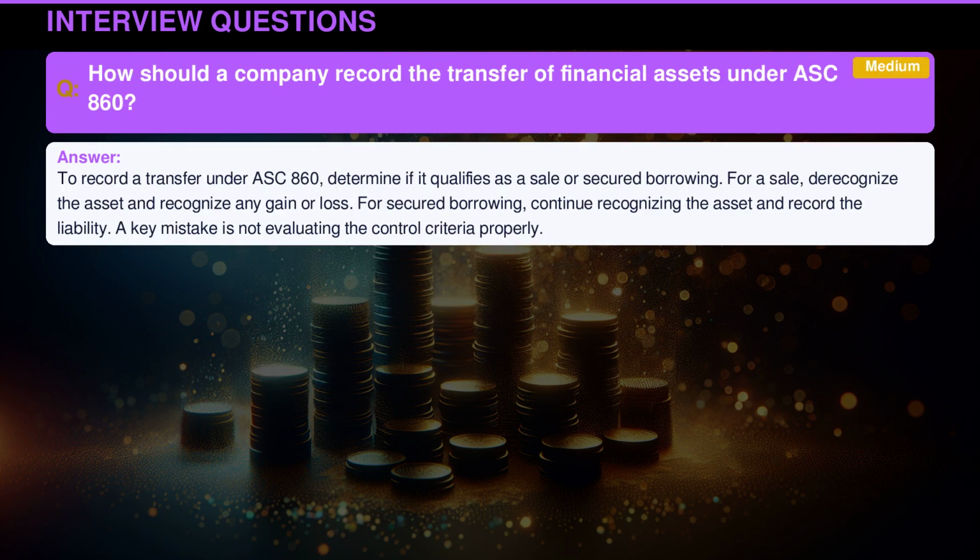To record a transfer under ASC 860, determine if it qualifies as a sale or secured borrowing. For a sale, derecognize the asset and recognize any gain or loss. For secured borrowing, continue recognizing the asset and record the liability. A key mistake is not evaluating the control criteria properly.